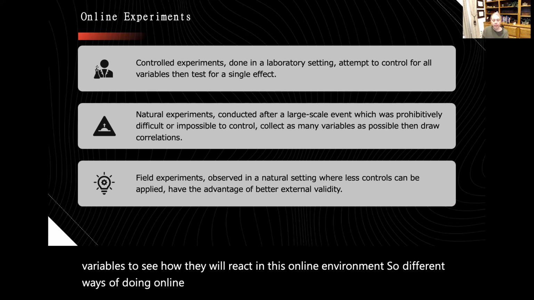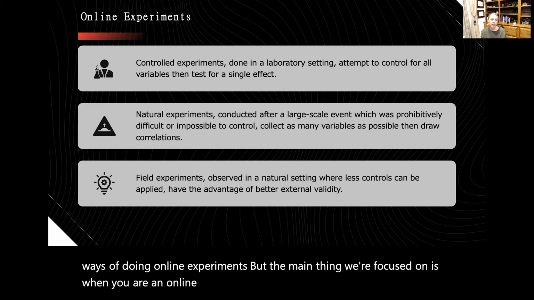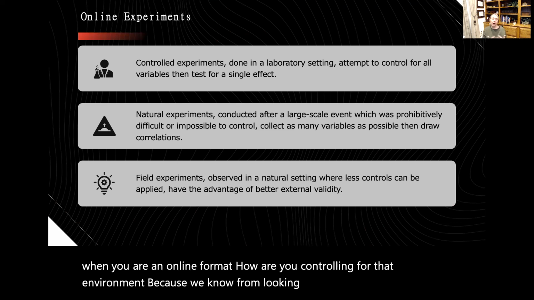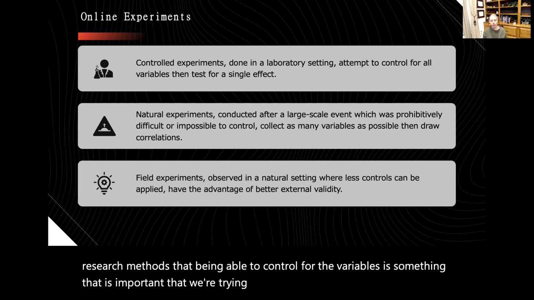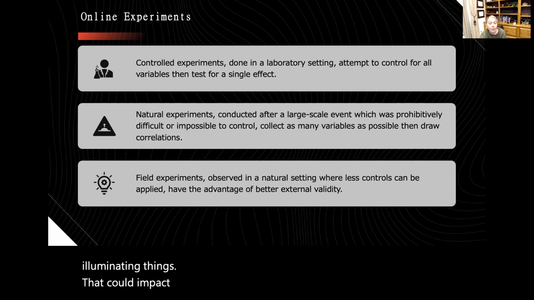But the main thing we're focused on is, when you are in an online format, how are you controlling for that environment? Because as we know from looking at more traditional and offline research methods, being able to control for the variables is important, that we're trying to make sure that we're eliminating things that could impact or compromise the data due to the environment.